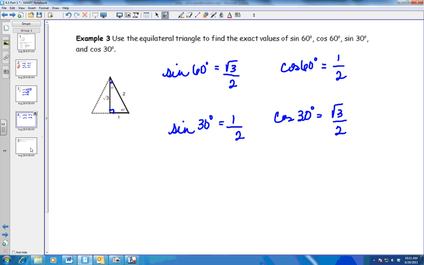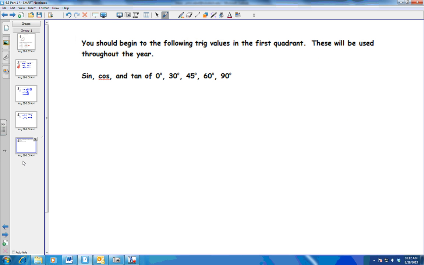All right, basically you should begin to memorize the following trig values in the first quadrant. These will be used throughout the school year, and it's just going to make your life easier if you know these. Really, you need to start learning the sine, cosine, and tangent of 0, 30, 45, 60, and 90. I always remember them by my special right triangles. We're going to review those special right triangles again in class, your 30-60-90 and your 45-45-90.